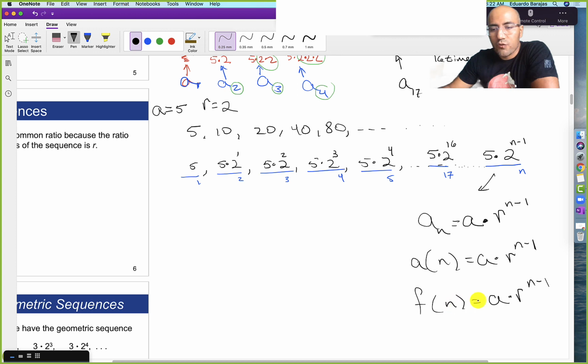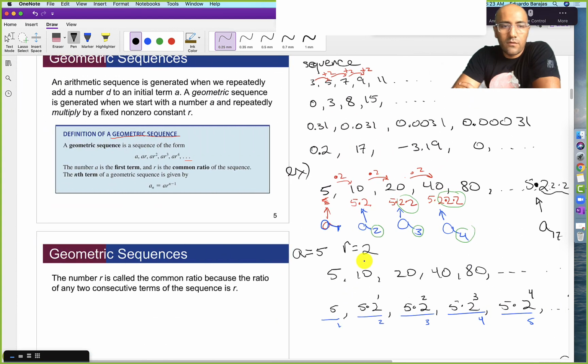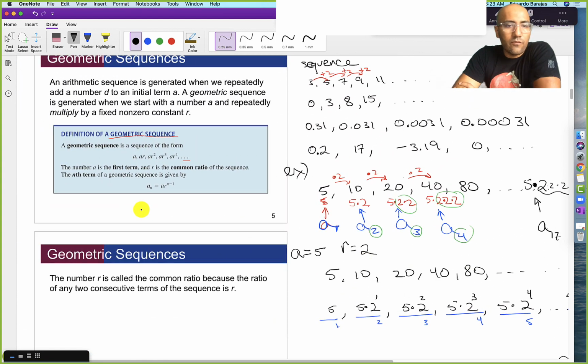It's a function where you plug in n, and the output gives you the value in that location on your list, in the nth location of the list. Any questions about any of this stuff over here? So then let's go back over here to the official definition.